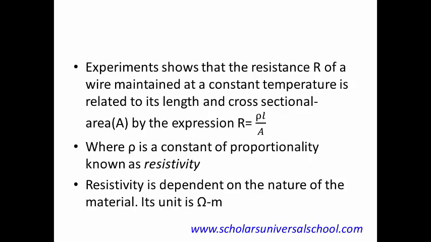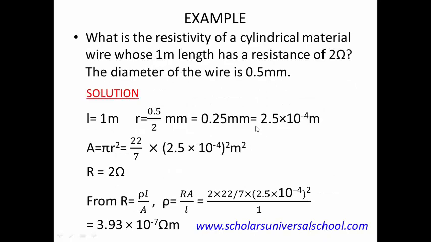You can see that when we make resistivity the subject of this equation, we'll see that R is in ohms, area is in meters squared, and length is in meters. When we do this effectively, we'll see that the unit of resistivity is ohm meter. Now, let us take a question. The question asks us to find the resistivity of a cylindrical material whose 1 meter length has a resistance of 2 ohms.